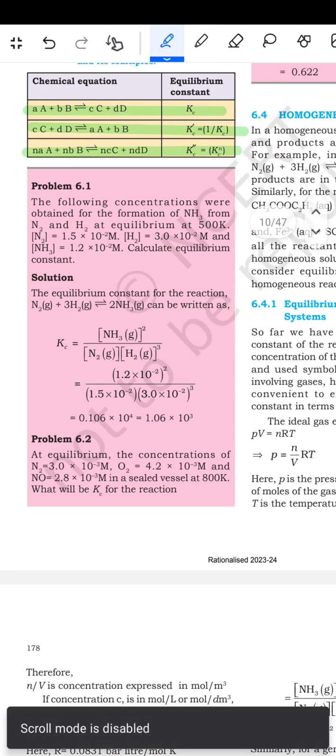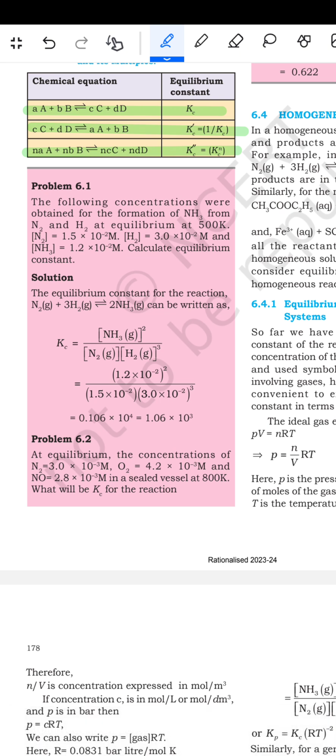The next question is: the following concentrations were obtained for the formation of NH3 from N2 and H2 at equilibrium at 500 Kelvin. N2 is given as 1.5 × 10⁻² M, H2 is given as 3.0 × 10⁻² M, and NH3 is given as 1.2 × 10⁻² M. Calculate the equilibrium constant. The equilibrium constant for the reaction N2 + 3H2 ⇌ 2NH3 can be written as [NH3]² / [N2][H2]³. Solving this gives 1.06 × 10⁻³.